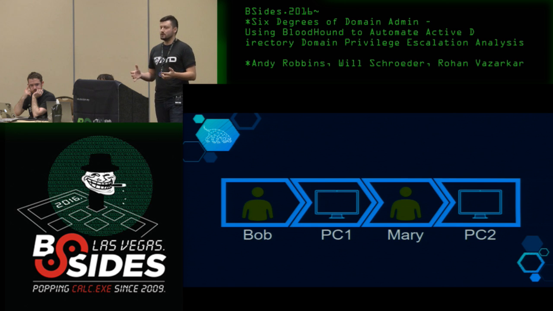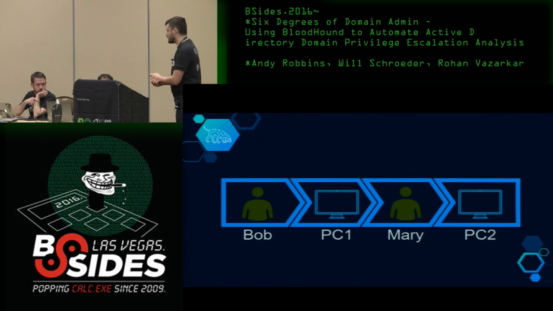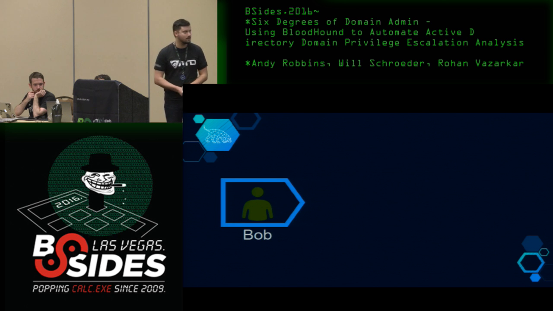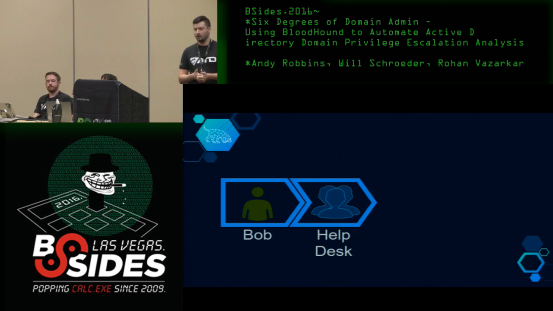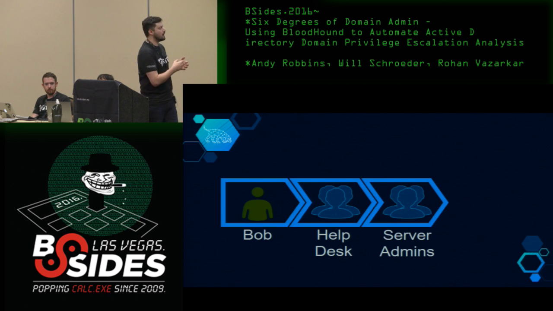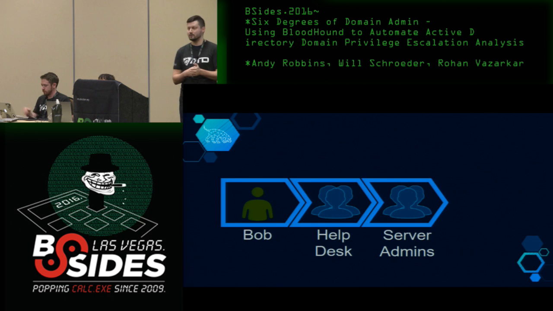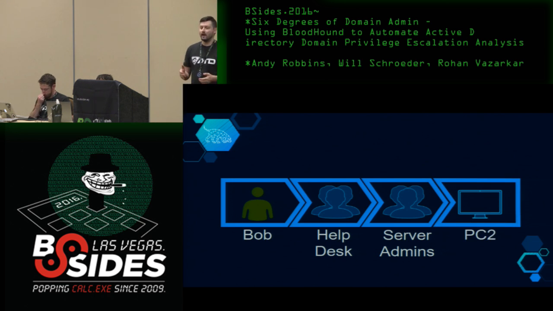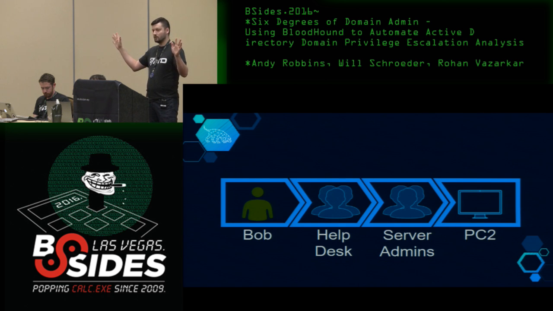Another way that this can happen is through security group delegation in Active Directory. So let's say that Bob is a member of a group called Help Desk. Let's say that Help Desk doesn't have any privileges in the environment. However, Help Desk is also a member of this group called Server Admins, which does have privilege in the environment. That delegation, that right, that privilege rolls downhill as you add groups into groups. So Bob is a member of that group, which is a member of that group, which has admin rights to PC2, so Bob has admin rights to PC2. That makes sense so far?